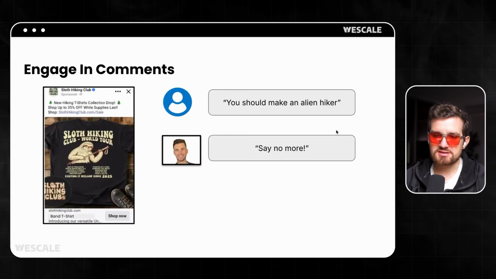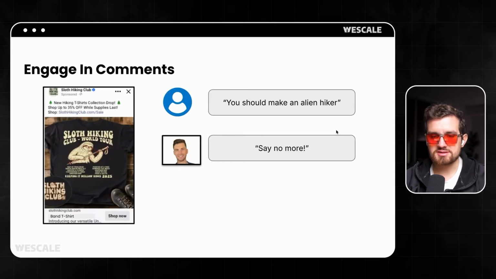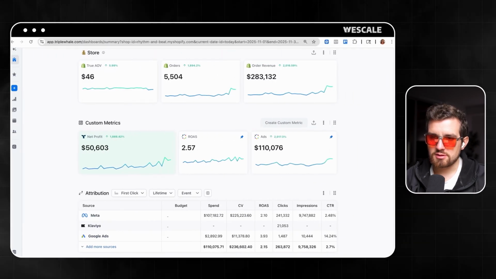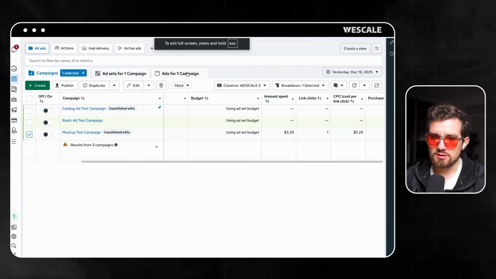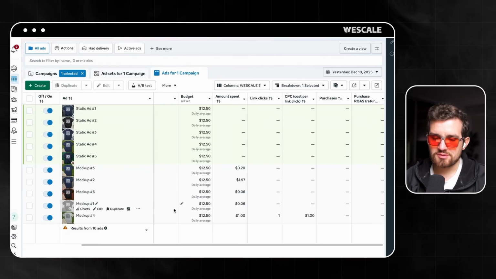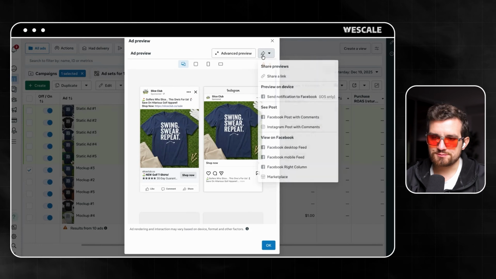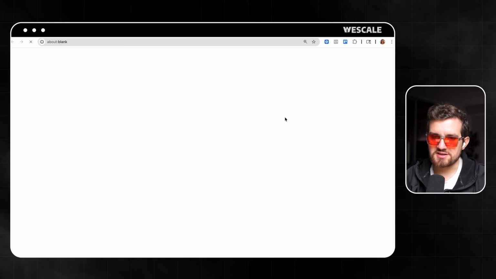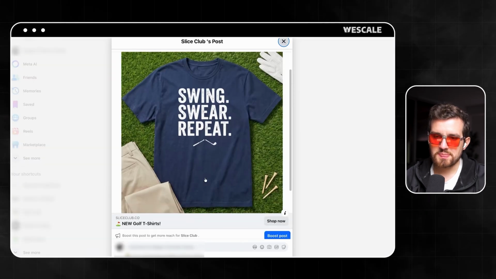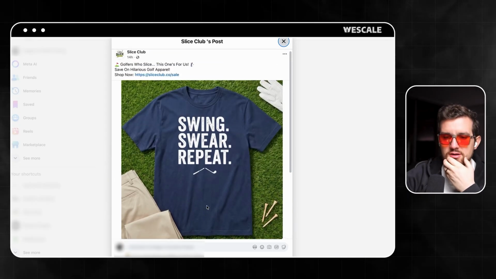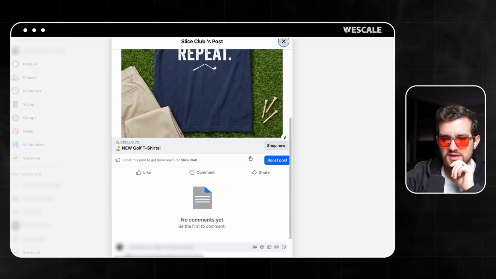And step six is engage in the comments. This is something we didn't really touch on a whole lot, so I want to make sure we show this. So I go here to one of our ads, then click preview, then do Facebook post with comments. And here we're able to see all of the comments. Well, there aren't any right now, but we're able to see all the comments that are on the ad.